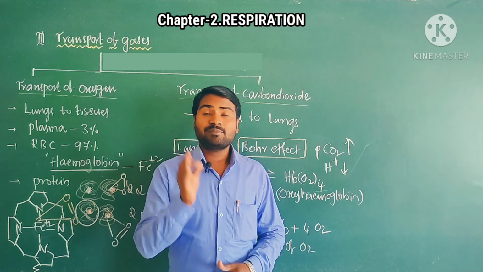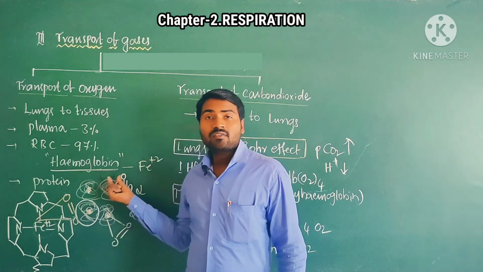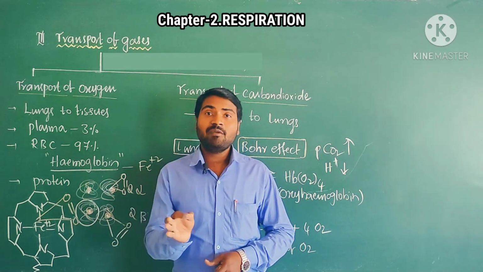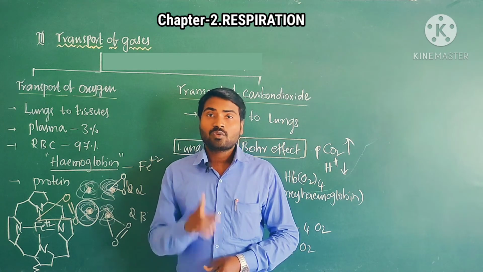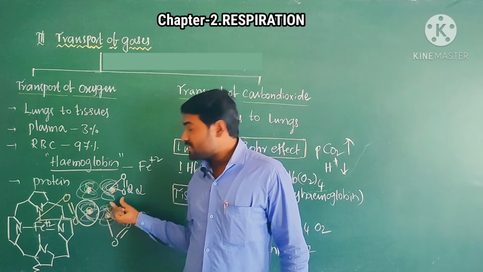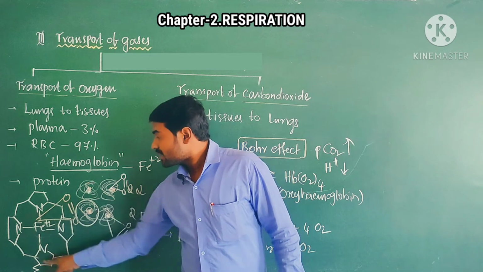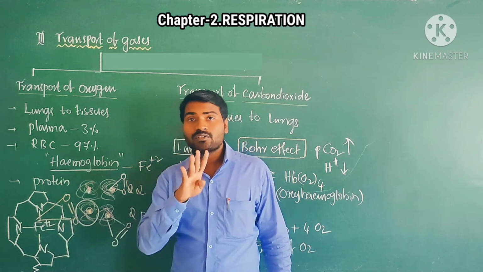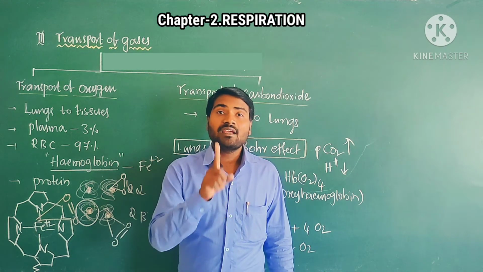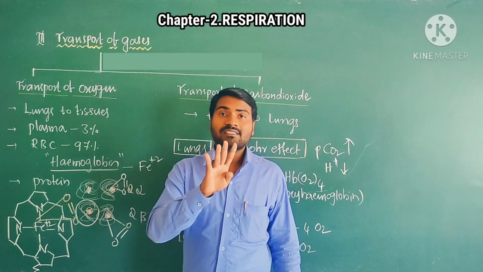In RBC, a special iron containing pigment is present, that is called hemoglobin. If you see the structure of hemoglobin, it is made up of 2 components: one is the heme and one more is the globin. One hemoglobin structure is made up of 2 alpha chains and 2 beta chains. Every chain is made up of 4 nitrogen rings and a central atom, that is iron. One iron carries 1 oxygen molecule, so 4 iron atoms carry 4 oxygen molecules.